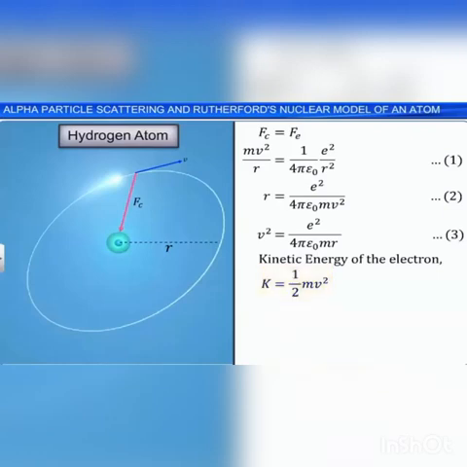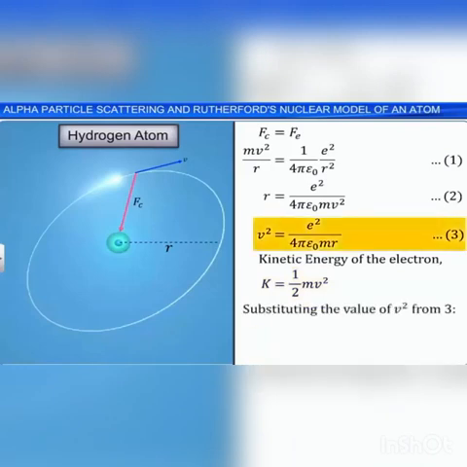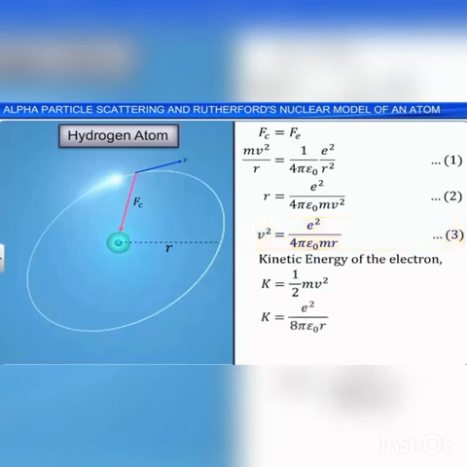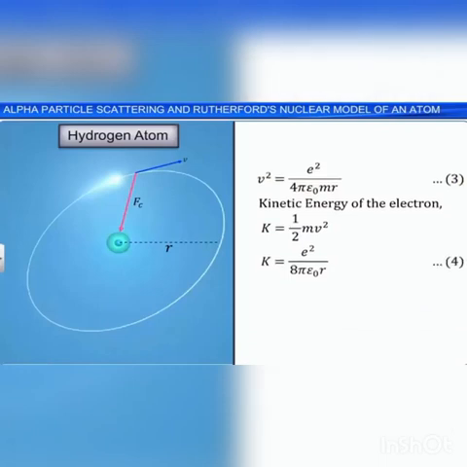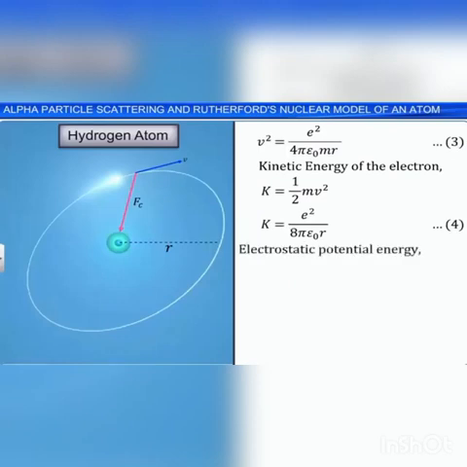Substituting v square in the expression for kinetic energy, we get K is equal to e square by 8 pi epsilon naught r. Let this be equation 4. The electrostatic potential energy of the electron, U, is equal to minus e square by 4 pi epsilon naught r. Let this be equation 5.